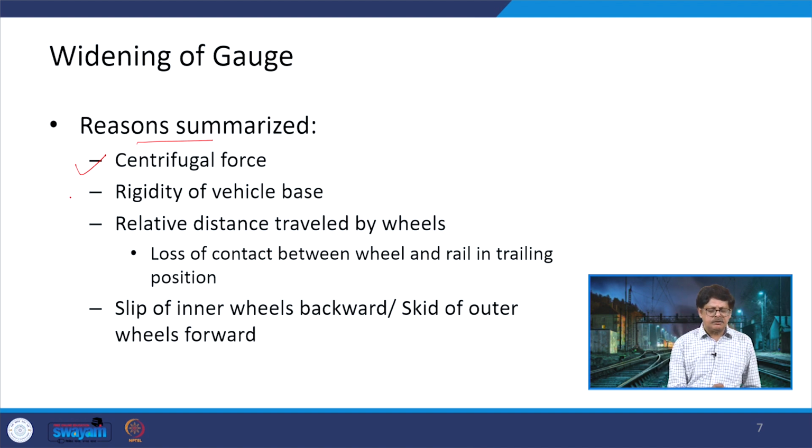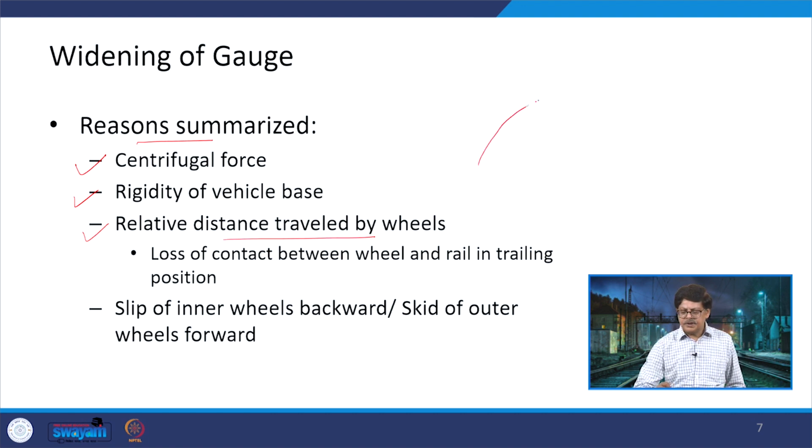And this different type of interaction is happening because we have a rigidity of the wheel base. They are not independent, they are being connected in some form. Then the relative distance which is travelled by the wheels. Now, when we say relative distance which is travelled by the wheels, there is a curved section.